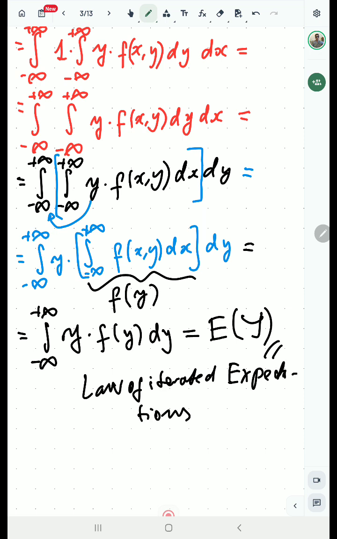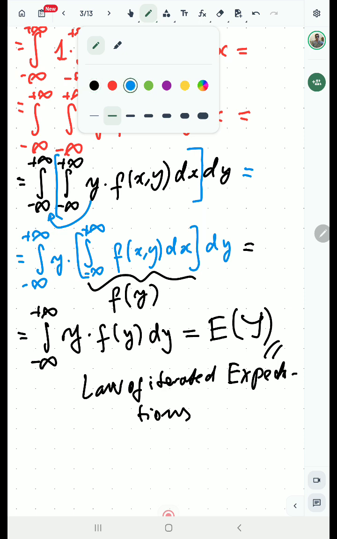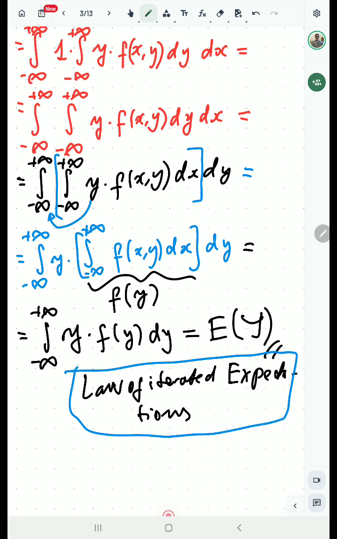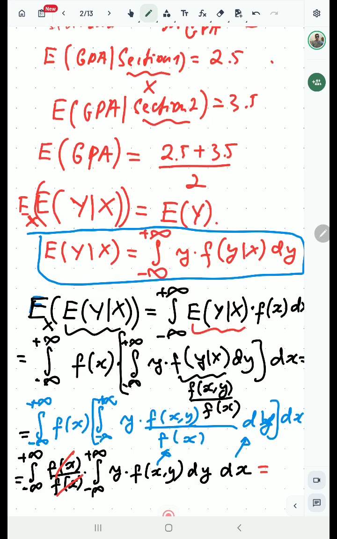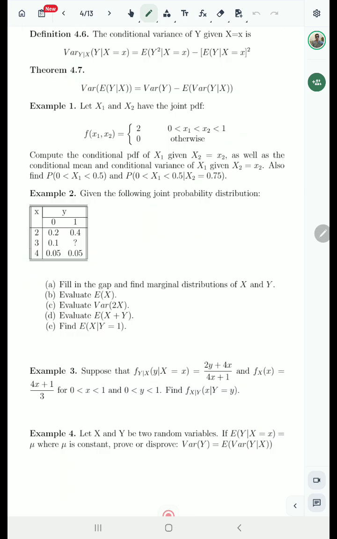Let me put it under the blue rectangle. So what else do we have here? We have talked about it. The same holds for a function. I don't want to derive this, but it's basically the same thing. It's going to hold for any function, right? Now let's move on. What else do we have here?